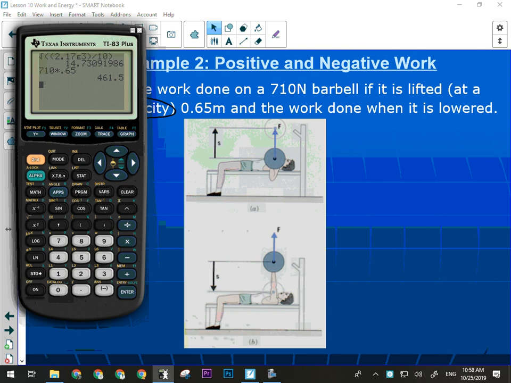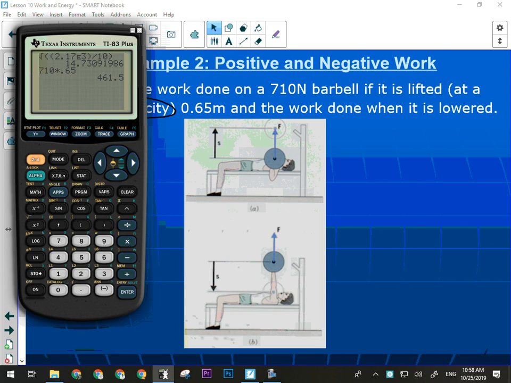Okay, so to lift that barbell will require 461.5 joules worth of energy. Now I have a giant 710 Newton barbell hovering above my head, and it now has the potential to crush me. Because what have I done? I gave it potential energy. Okay, that was dumb. I just lifted something really heavy up over my head. I did work on it, and I gave it the potential to hurt me.